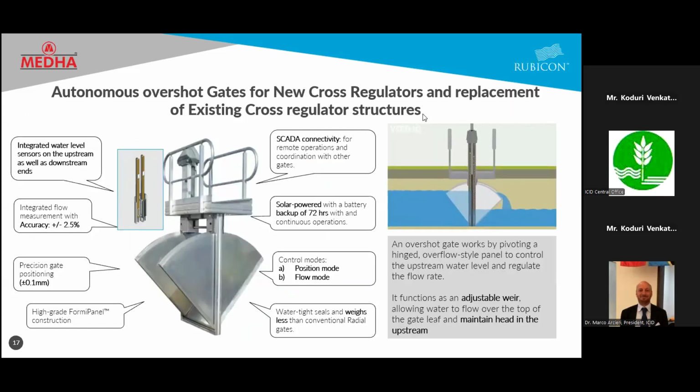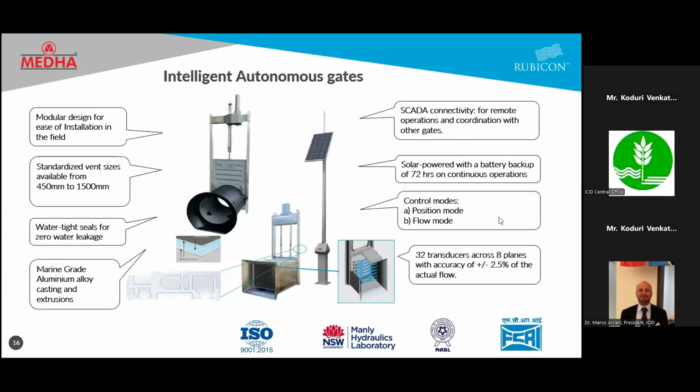This is an autonomous overshot gate. When we say overshot, the gates are letting the water flow from the top, as you can see in the animation. The conventional gates and the cross regulators operate at the levels of undershot gates, where the water usually flows from the bottom. When I say that, a gate opening happens towards the upward direction and there is a channel opening created at the bottom.